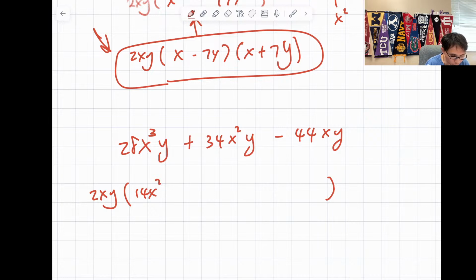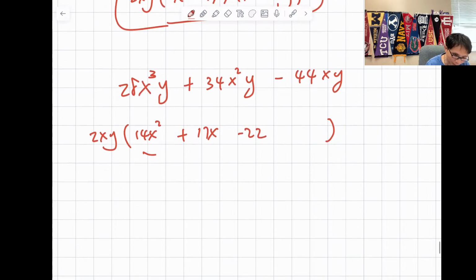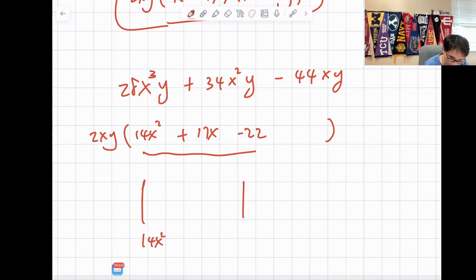14x squared. There's no more y, right? Y is already factored out. Plus the other one. What's the next one? 17x. Negative 22. Now this one I can factor, use a box. So for first, 14x squared minus 22, 17x.